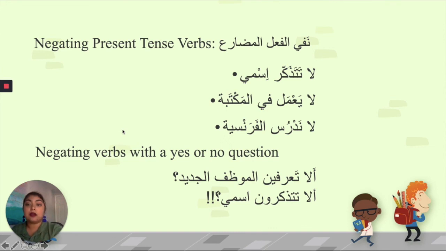And then we want to cover negating present tense. نفي الفعل المضارع. Negating present tense is very easy. You guys already know this. When you put la in front of a verb, it means you negate it. لا تتذكر اسمي. You don't remember my name. لا تتذكر اسمي. So تتذكر اسمي, you remember my name. لا تتذكر اسمي, you don't remember my name. Okay, you read the next couple ones and then come back.